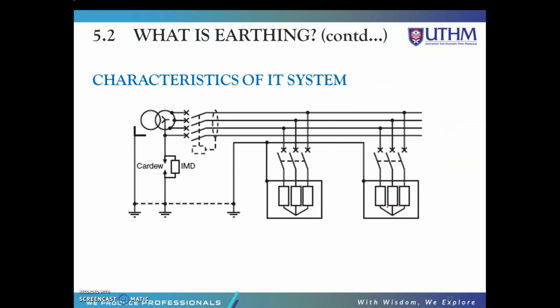And then the characteristics of the IT system. So we have the connection here, connecting the impedance to earth neutral. Okay, the impedance earth neutral. It is the solution offering the best continuity of service during operation. Indication of the first insulation fault, followed by mandatory location and clearing, ensures systematic prevention of supply outage.